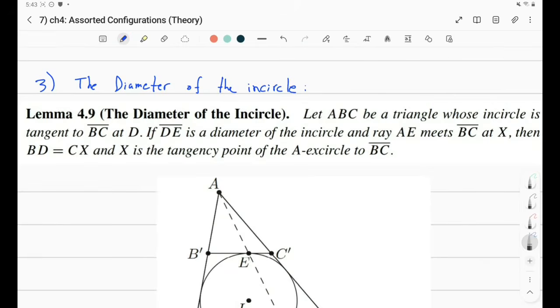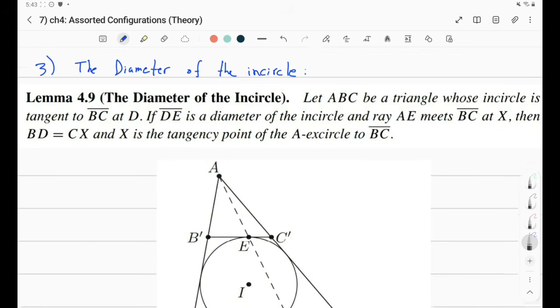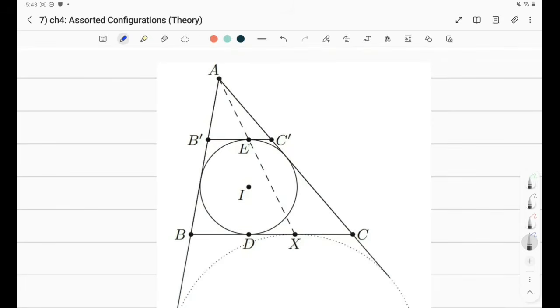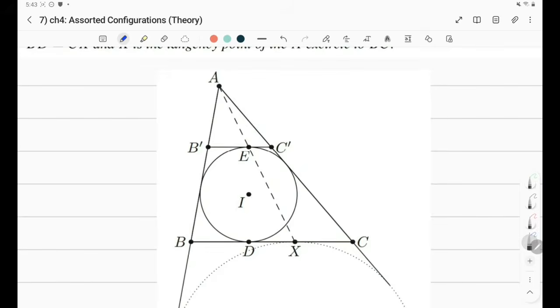Alright, our third configuration is the incircle basically, and we're still dealing with the incircle. Right now we'll discuss many configurations about the incircle and the excircle. So we just have a simple triangle ABC, as you can see, and we just draw the incircle here, and this is I, the incenter, D is the touch point, and we have also the excircle, IA the excenter, and X is the touch point of the circle with the side BC. And what is point E? The idea is we just drew this thing here, the diameter.